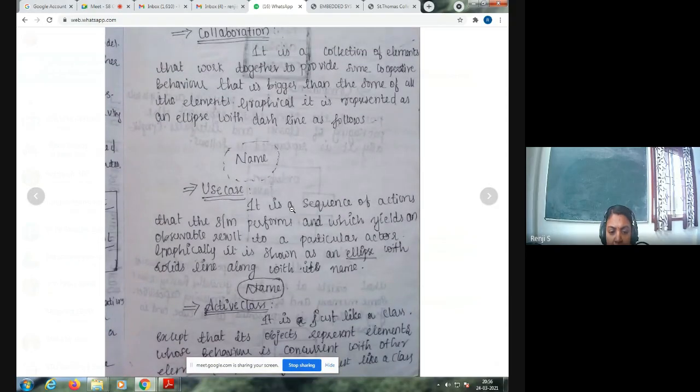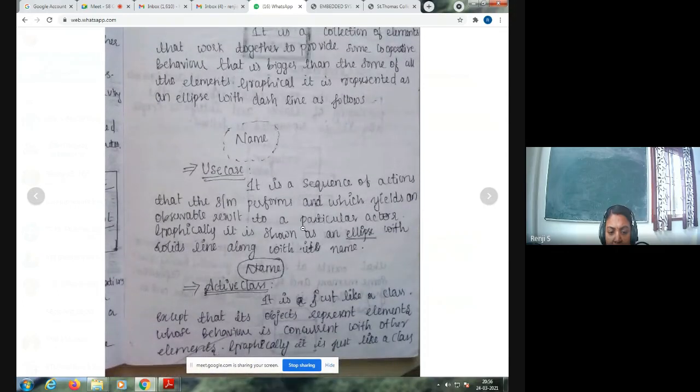Then next we have active class. An active class is just like a class, but its behavior is concurrent with other elements. That is, suppose some value of another element changes, then the value of the attributes defined in this class also changes. So its behavior is concurrent with some other elements. Such a class which keeps on changing with other elements, when some other element changes in the system, is called an active class.